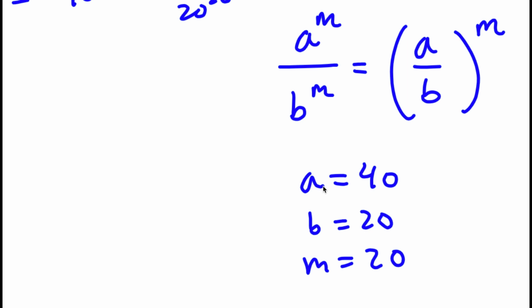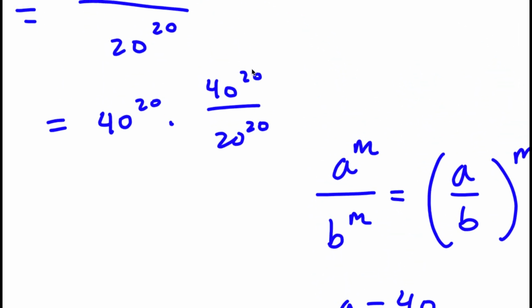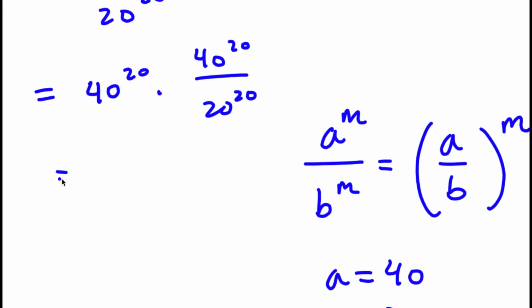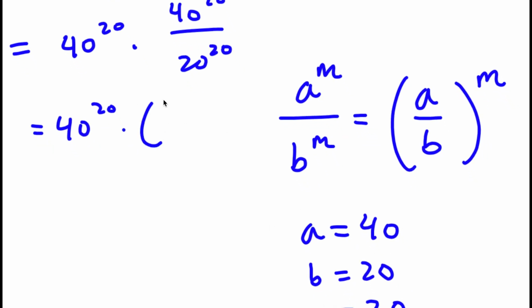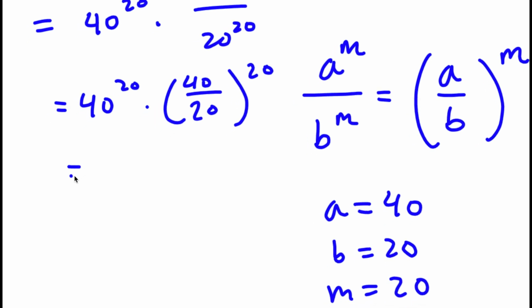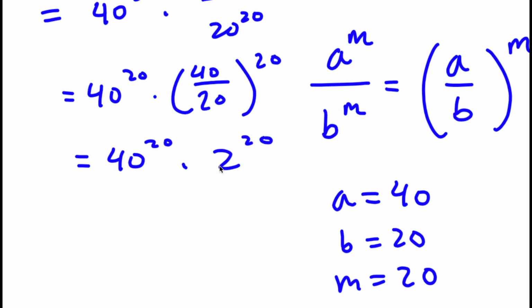So 40 to the power of 20 over 20 to the power of 20, you can rewrite this as a over b to the power of m. A is 40, b is 20, and m is 20 as well. So I have 40 to the power of 20 times 40 over 20 to the power of 20. Now 40 divided by 20, that's simply equal to 2. So now I have 40 to the power of 20 times 2 to the power of 20.